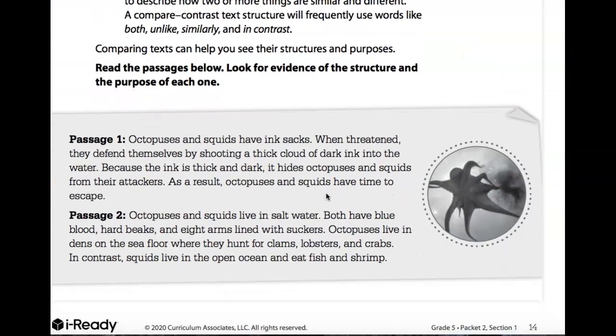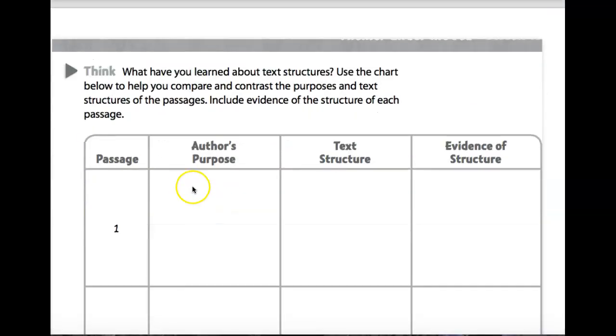All right? And then evidence from that is you can explain that it shoots water to hide themselves from attackers, and that gives them time to escape. Okay, so we're going to go here and put in, now once I do this I can't go back, so I've got to rely on my memory, but you of course can go back and forth and look at it.